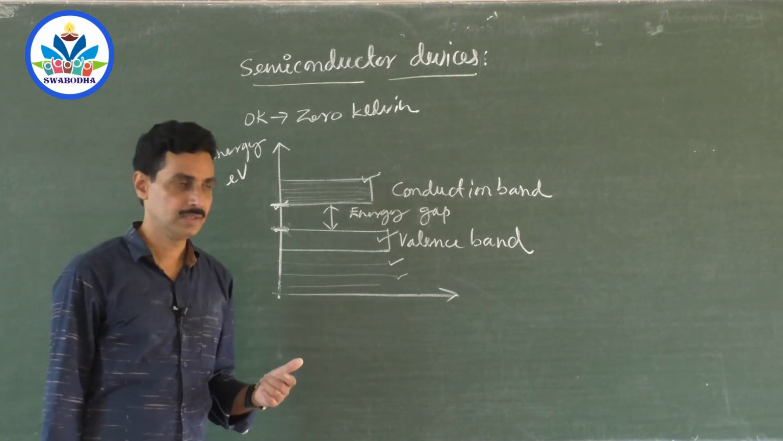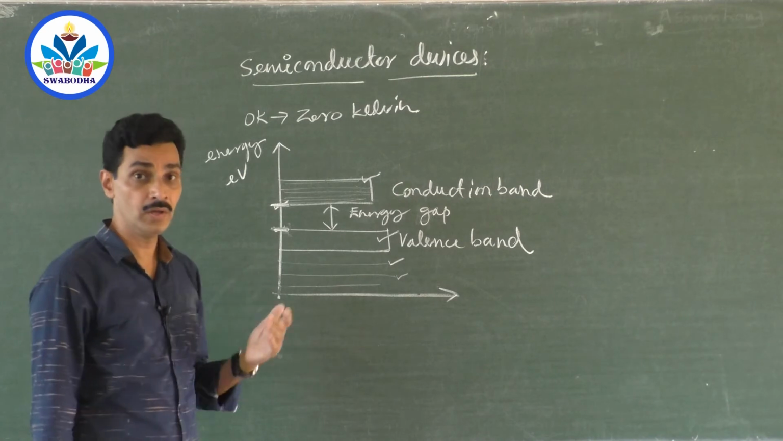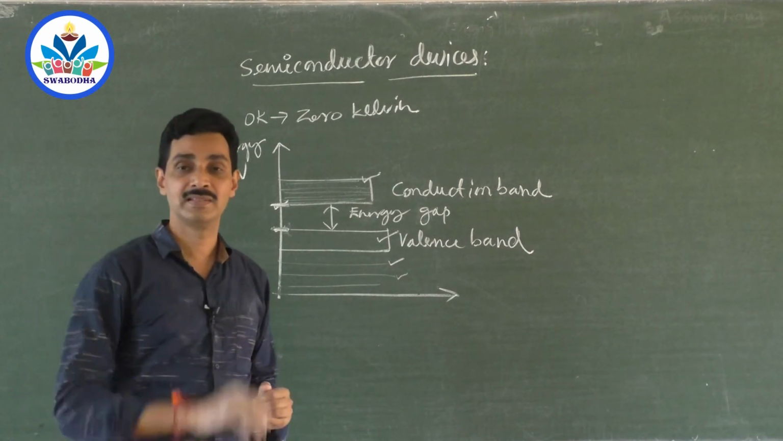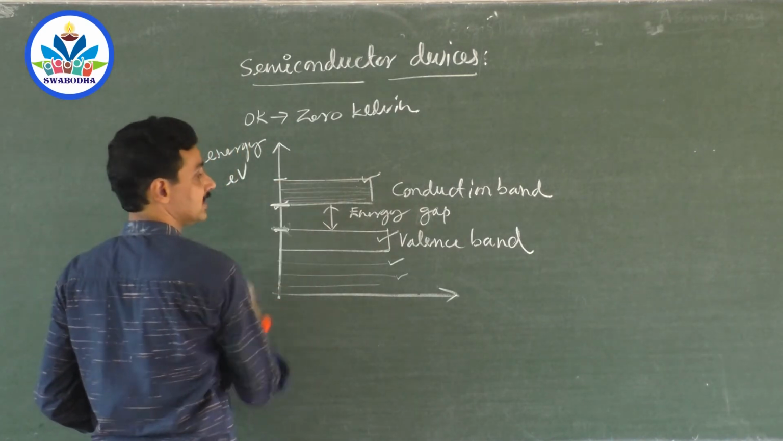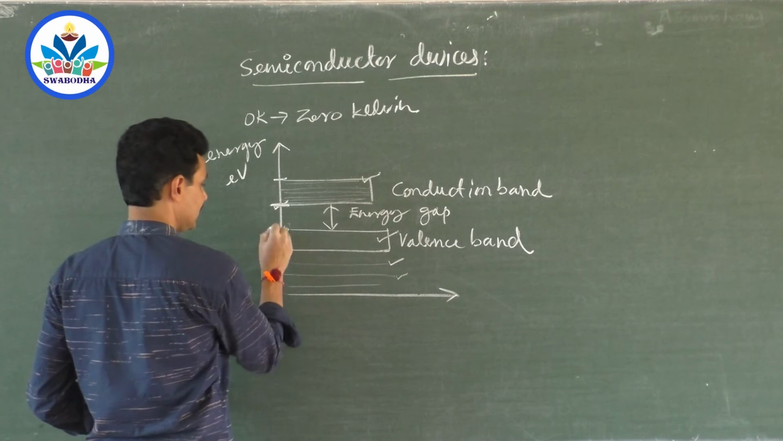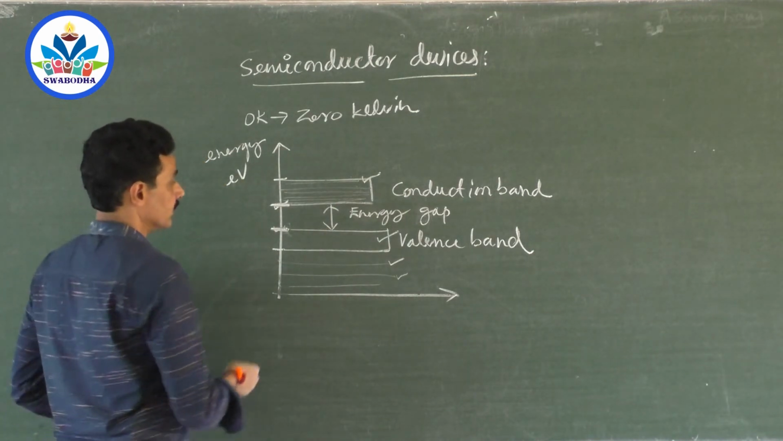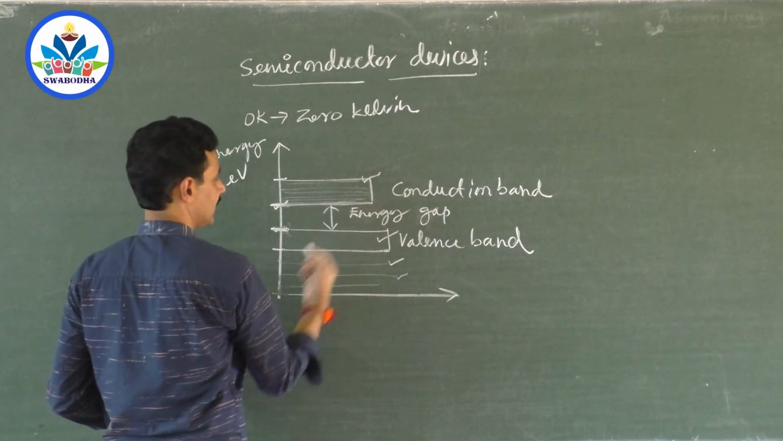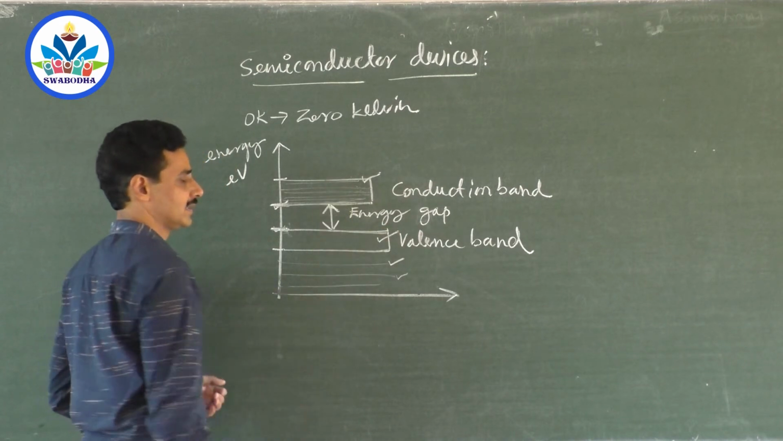It is the energy difference between the top of the valence band and the bottom of the conduction band, because a band is not a single energy level, it is a collection of many energy levels, right? So the energy level of this is less, of this is more. Similarly, this is less, this is more. So energy increases as you go up the y-axis. So what is the actual energy gap? It is the energy difference between the bottom of the conduction band and the top of the valence band.